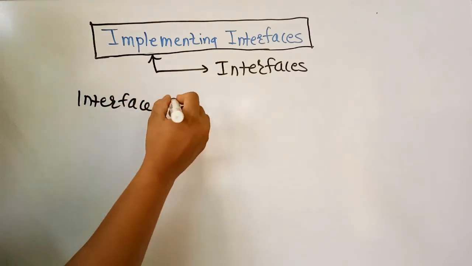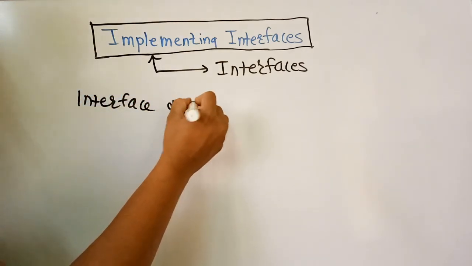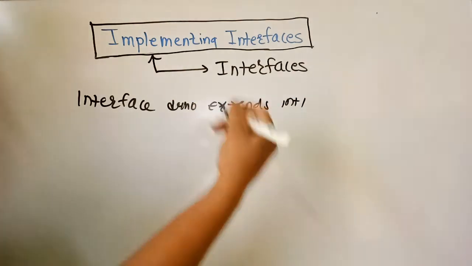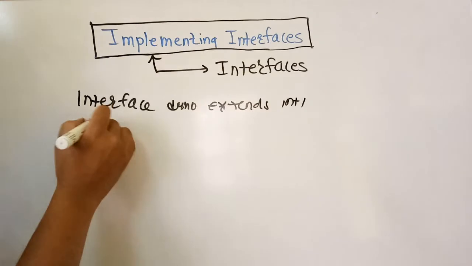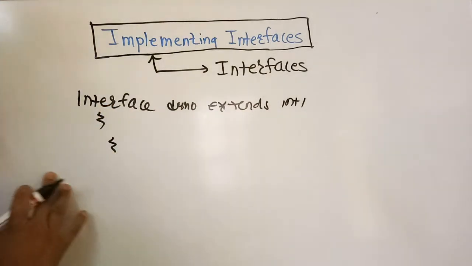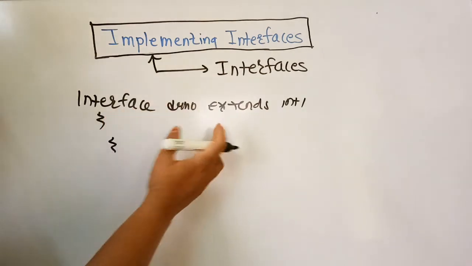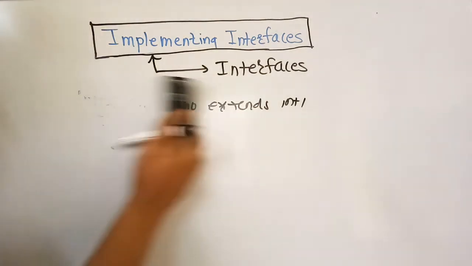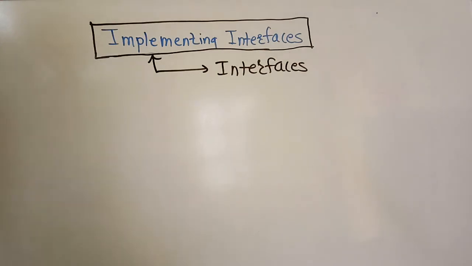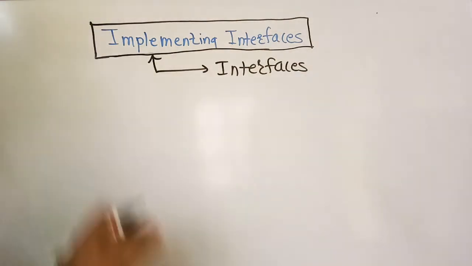For example, interface demo extends interface one. Extending means an inheriting mechanism that allows one interface to be extended by another interface. But implementing is nothing but a class implementing one interface, or a class using that interface.